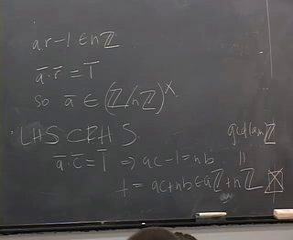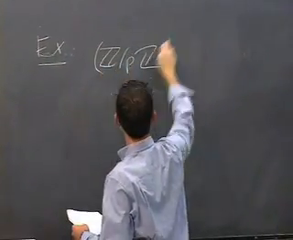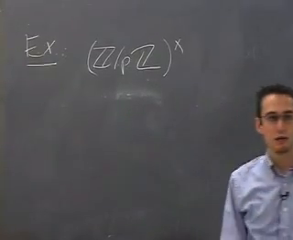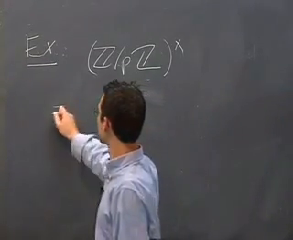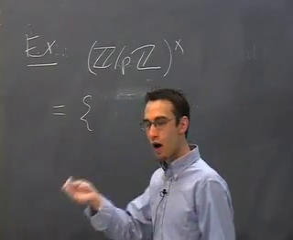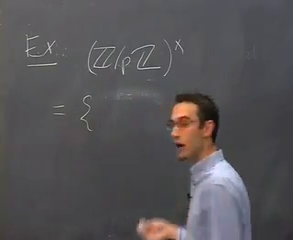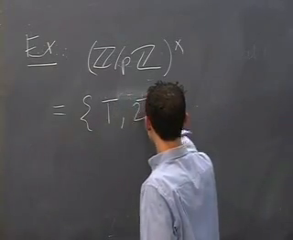This gives a sort of structure. So, example. What does (Z mod pZ) cross look like? Yeah, go ahead. Everything except for 0. All of 1, 2, 3 up to p minus 1 are certainly relatively prime to p. So this is 1, 2, and so on.